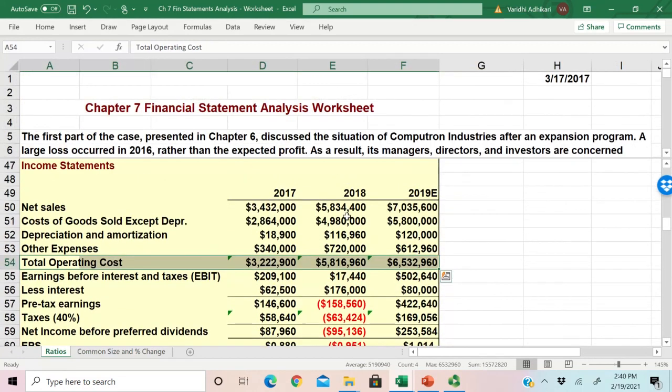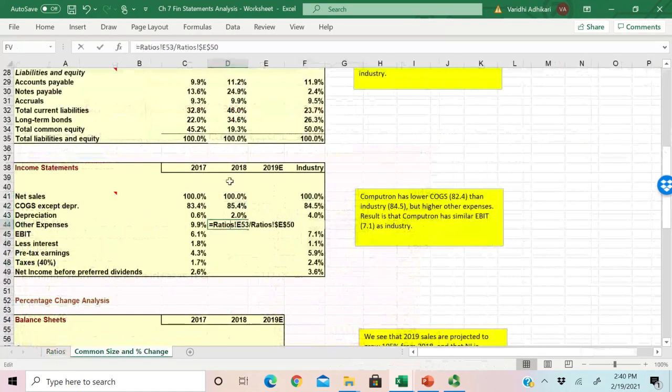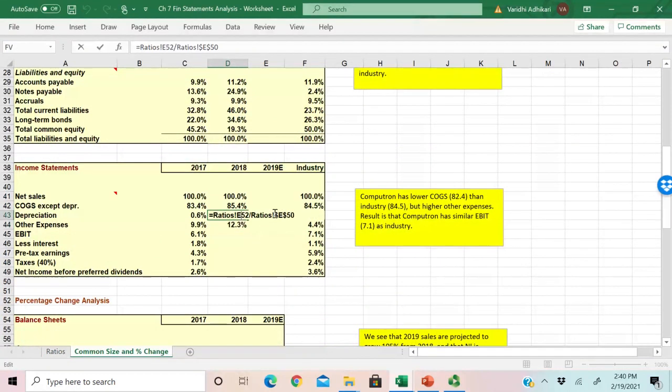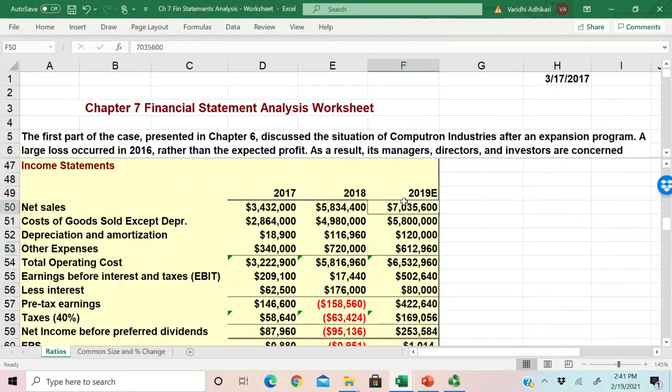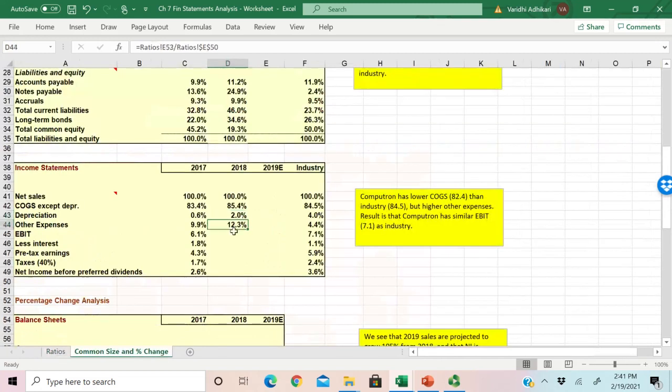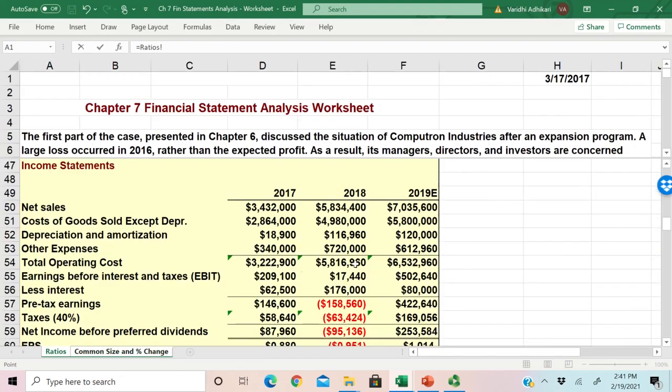Other expenses, all of these we could just drag down if we put a dollar sign in front of sales. So everything is divided by E50. Make sure everything is divided by E50. In this case it will be like F50, E50, or D50, but sales. Then total operating cost is the next item, but we don't have that in the common size statement. The next item is EBIT, so let's do it separately just to make matters easier.